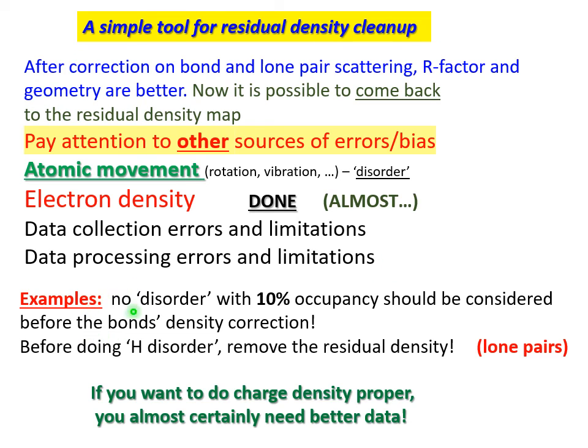Example. No disorder with 10% occupancy or lower should ever be considered before the bond density correction is applied, because your possible residual peaks are simply peaks from charge density. Before doing hydrogen disorder, it's a good idea to remove residual density, not to put hydrogen when you have a lone pair. And at last, if you want to do real charge density, you almost certainly need better data than your ordinary dataset.